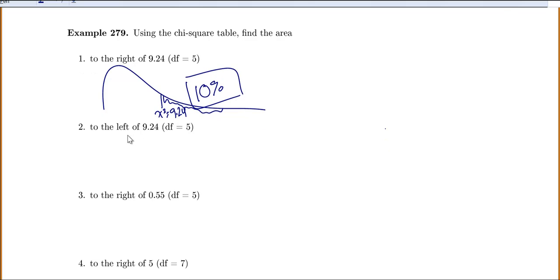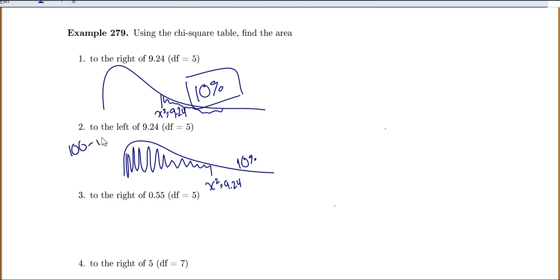Now number 2 says to the left of 9.24. So here's our same thing. We have chi-squared equals 9.24, but we want the area to the left. Now our table doesn't give us areas to the left. There's no symmetry, so we can't find things with symmetry. But we can say if there's 10% to the right, then there's 100 minus 10, which equals 90% to the left. So my answer would be 90%.